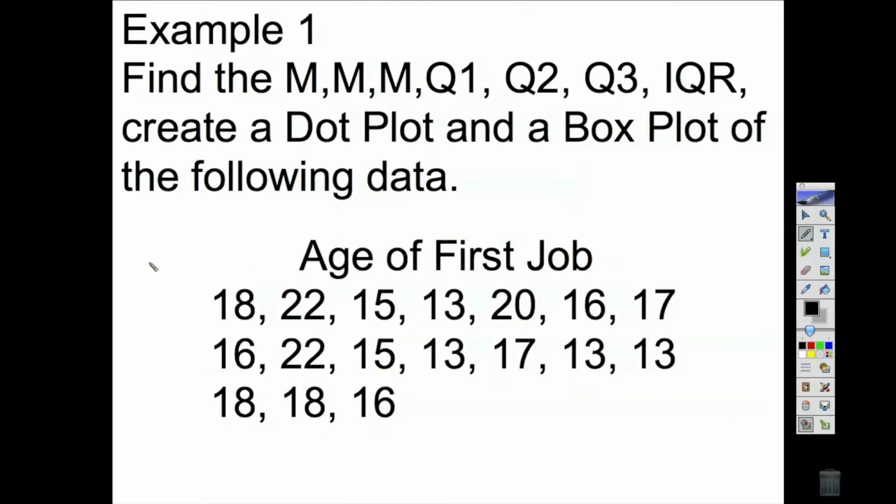In our first example, we are asked to find the mean, median, mode, Q1, the first quartile, Q2, the second quartile, Q3, the third quartile, and the interquartile range, and we're also going to create a dot plot and a box plot for the following data. This data tells us the age of people when they got their first job: 18, 22, 15, 13, 20, 16, 17, 16, 22, 15, 13, 17, 13, 13, 18, 18, and 16. To start finding the mean, we need to add all these numbers.